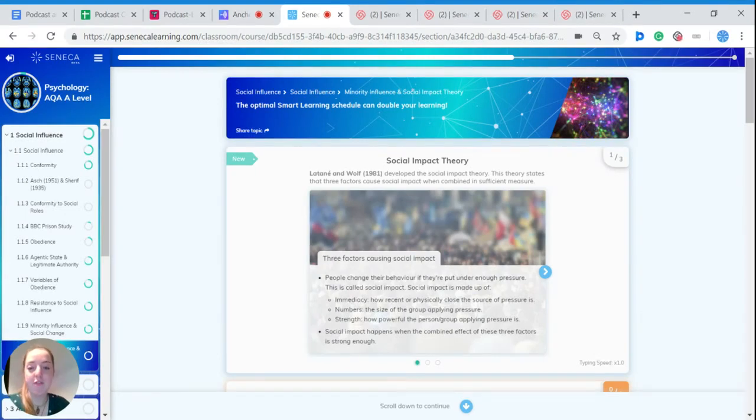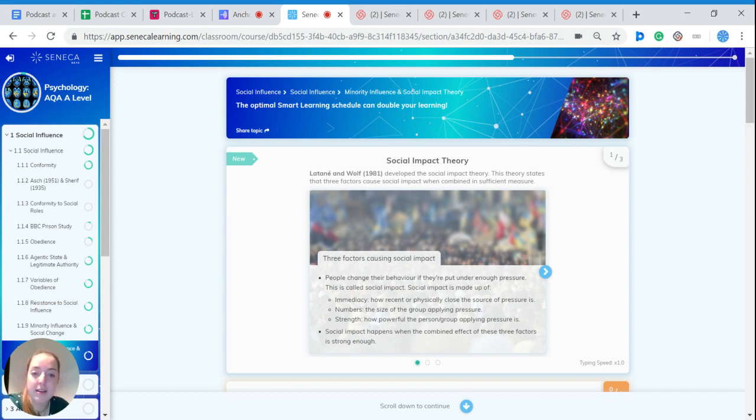Hi there, let's have a revise over social impact theory. So, Latané and Wolff in 1981 developed the social impact theory. This theory states that three factors cause social impact when combined in sufficient amounts. Those were immediacy, numbers, and strength. So, people change their behavior if they're put under enough pressure. This is called social impact.